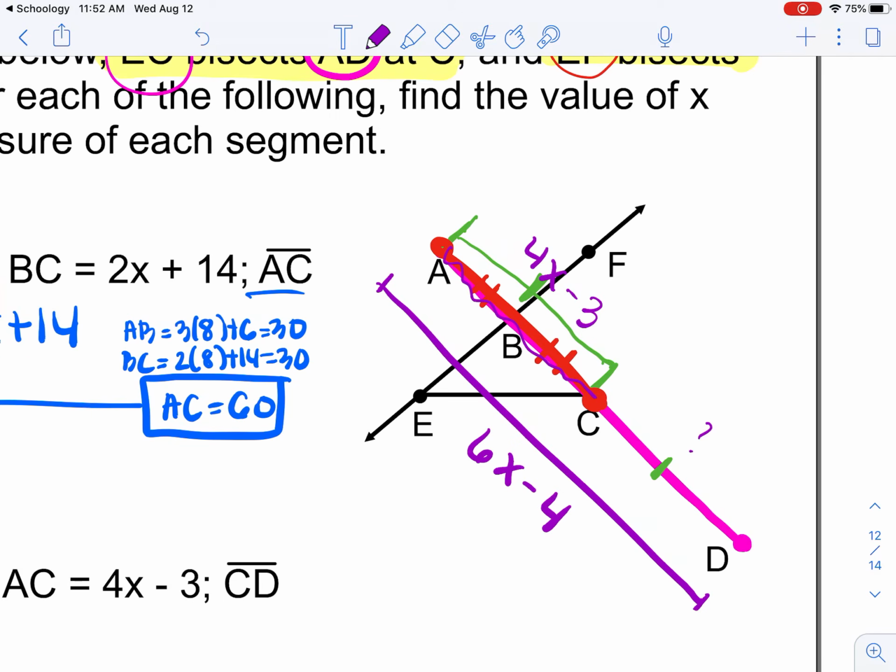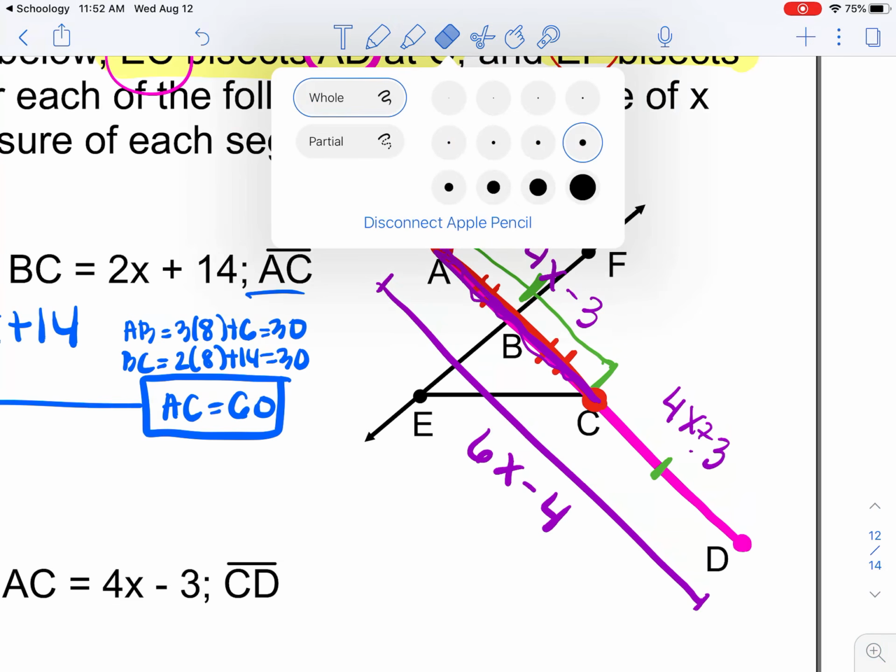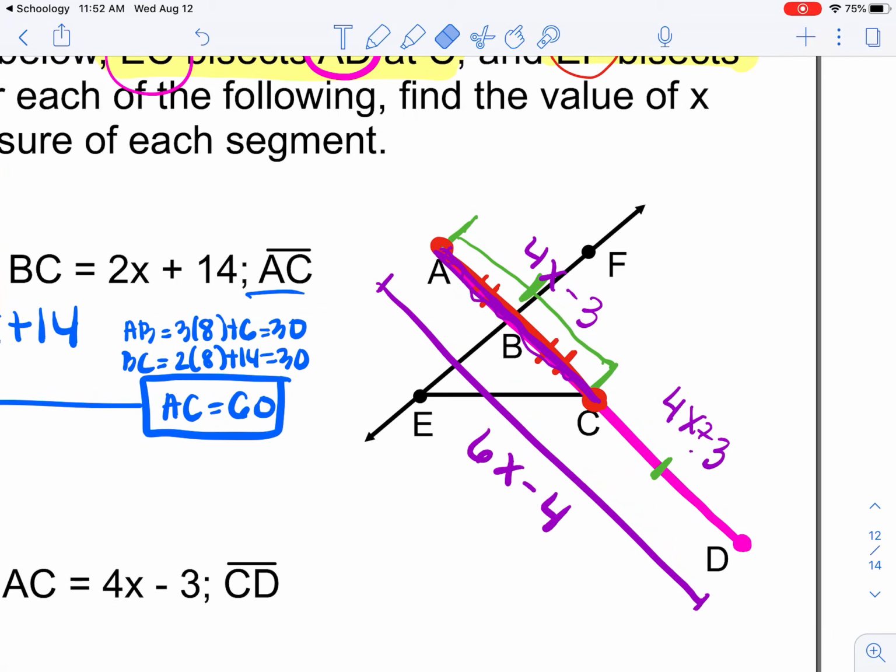But my question is, is there anything I can label this piece? The answer is yes, I can label it 4x minus 3. Why can I label it 4x minus 3? Because it's the exact same thing, exact same length as this piece right here. All right, so now I can use the segment addition postulate to solve for x, because I know that this piece plus this piece equals the whole thing.